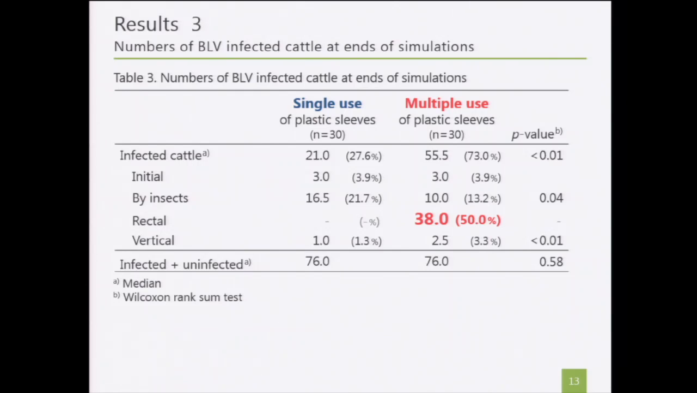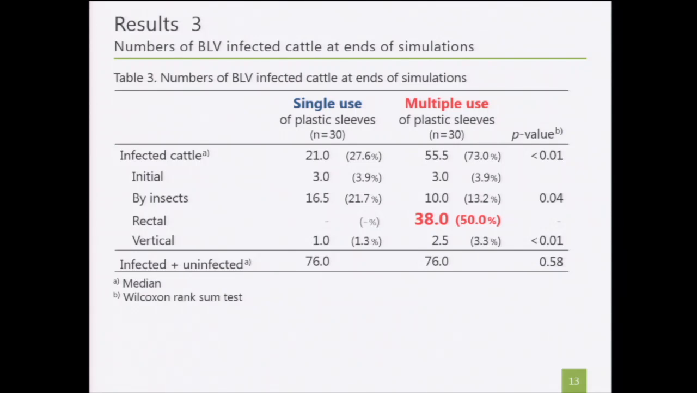This table shows the final numbers of BLV-infected cattle for 30 simulations for each condition. And when a plastic sleeve was used for a single cow, the average number of final infected cattle was 21, which was 27.6% of the total cattle. And this was about 2.2 times as many as the initial infected cattle.